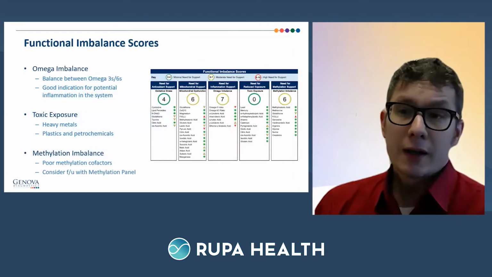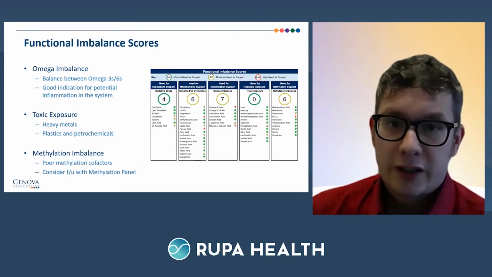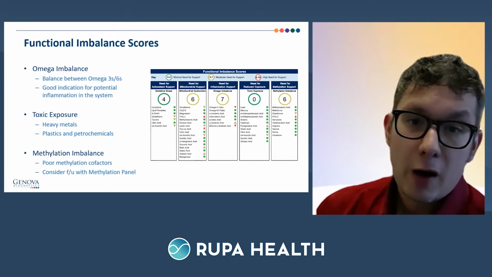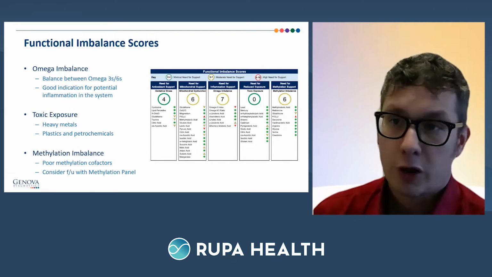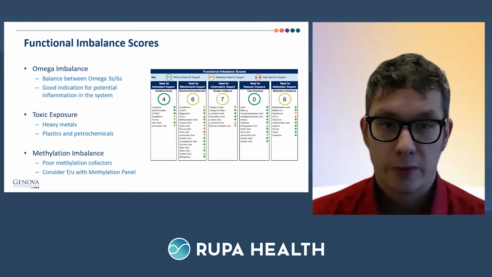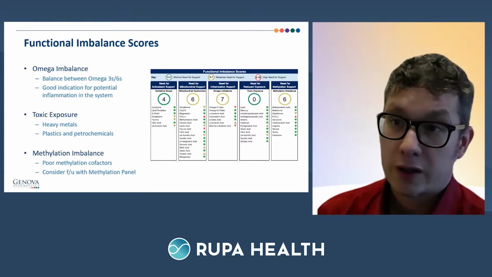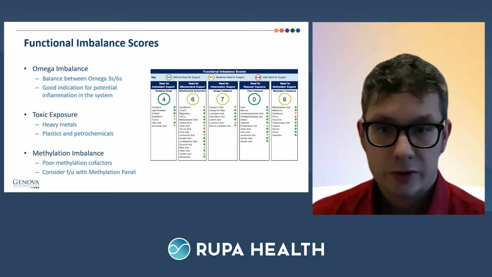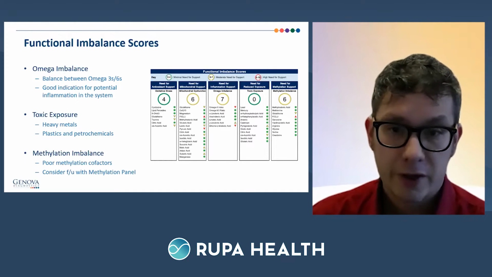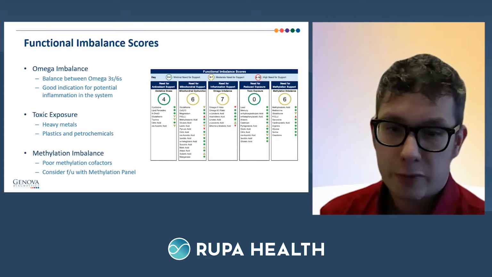So then the other things that are on that front page that we're looking at is omega imbalance. Omega imbalance is a really good way to look at one potential cause of inflammation. So, I think that's super important when we're talking about how to help the patient recover. Toxic exposure certainly leads to oxidative stress itself from heavy metals, plastic, petrochemicals, things like that.